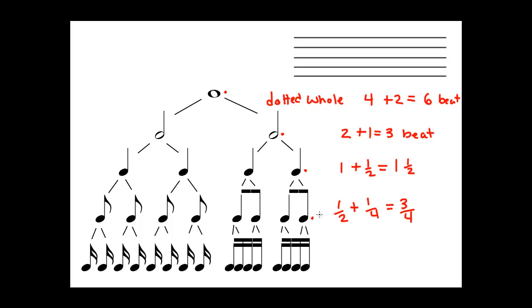So let's do an example of an addition problem using dotted rhythms. So if you are given an eighth note plus a 16th note, you would be looking at half a beat plus a quarter of a beat. So if we need something that's 3/4 of a beat, we'd look here and we see that that is a dotted eighth note. Okay, so those are the note values that we will be working with this semester.